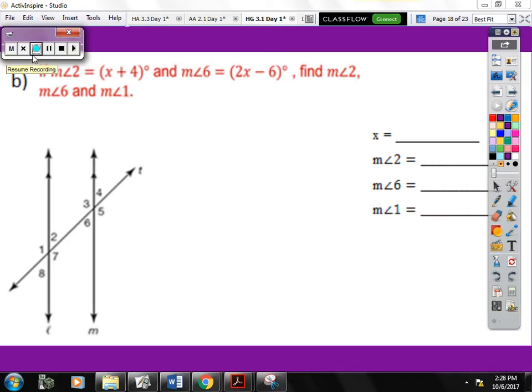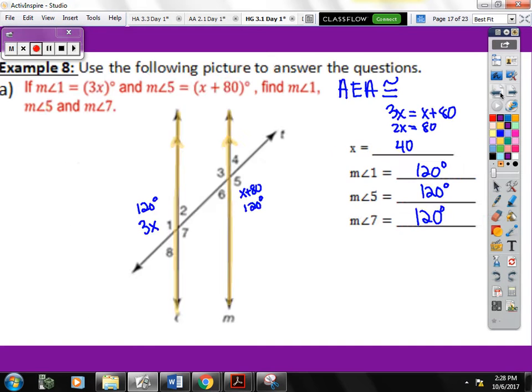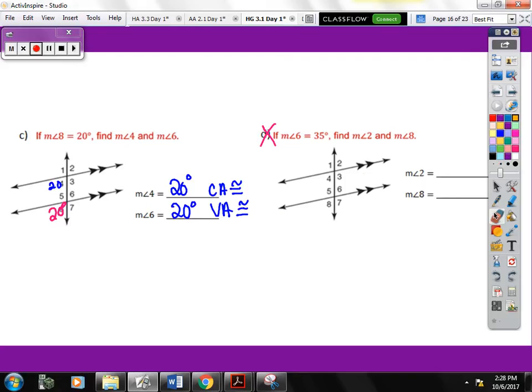Some of the examples that we didn't get to in class, and help reteach anyone that might be struggling. So first we're going to go over example, actually let's go back to D, the last one. We didn't do that one in some of my classes. So in example D, we're given that the measure of angle 6 is 35 degrees. We're asked to find the measure of angle 2.